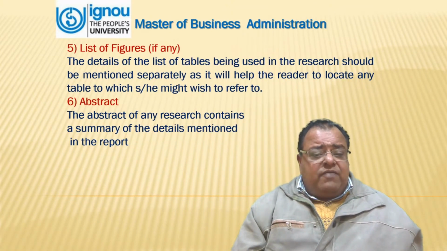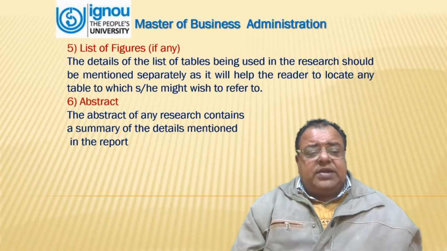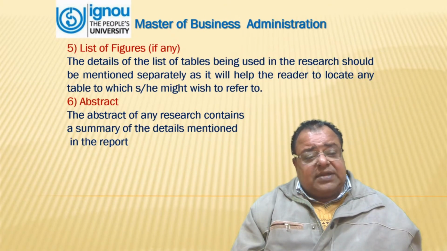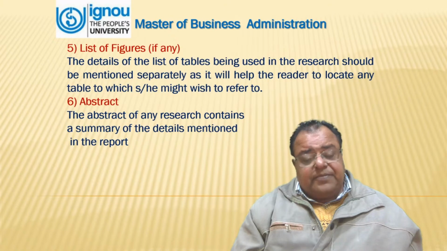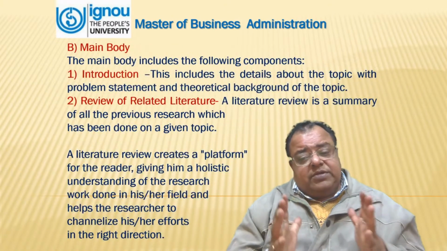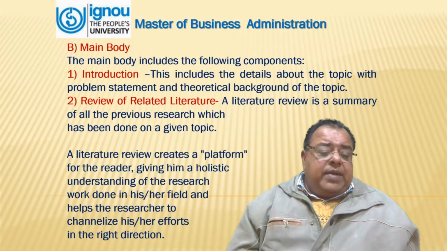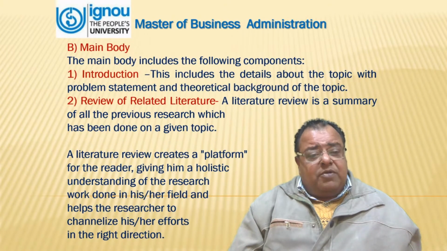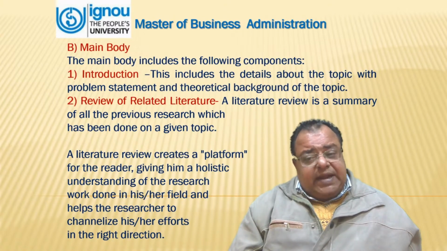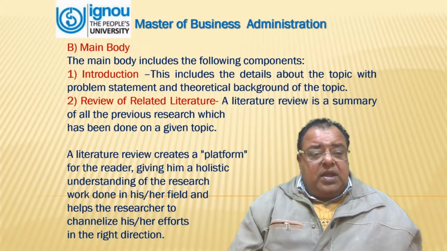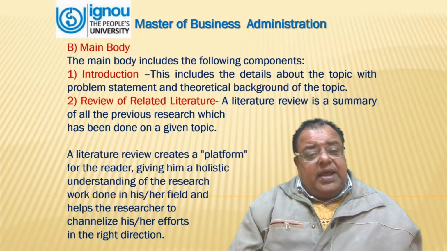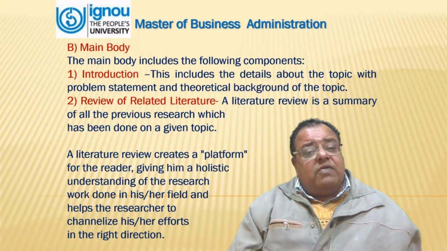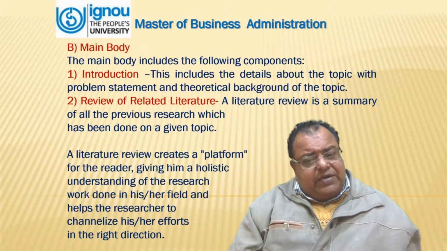Abstract. The abstract of any research contains a summary of the details mentioned in the report. Then comes the main body. The main body includes the following components. First one is introduction. This includes the details about the topic with the problem statement and theoretical background of the topic. Second one is review of related literature.